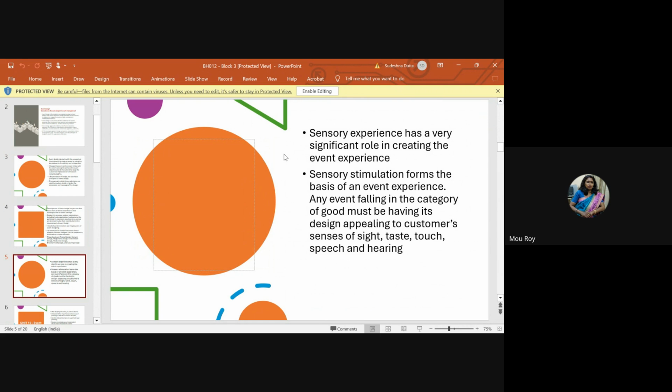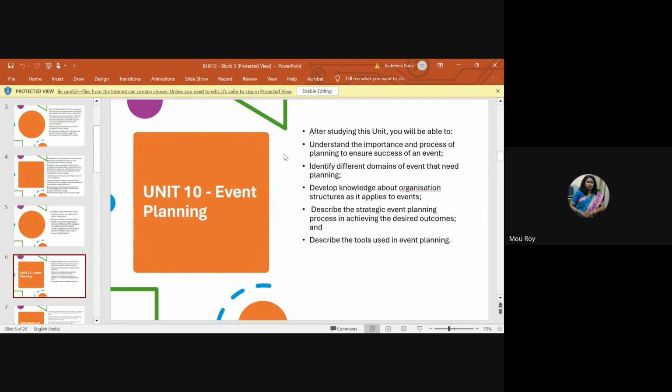Then, sensory stimulation forms the basis of an event experience. Any event falling in the category of good must have its design appealing to customer senses, like sight, taste, touch, smell, and hearing. These all five senses are involved.